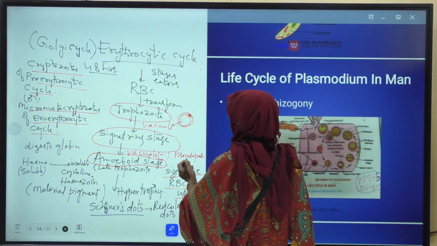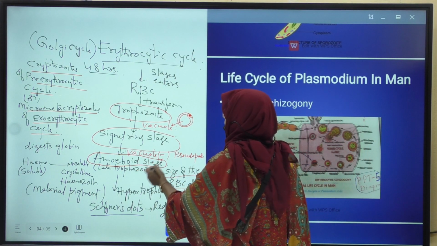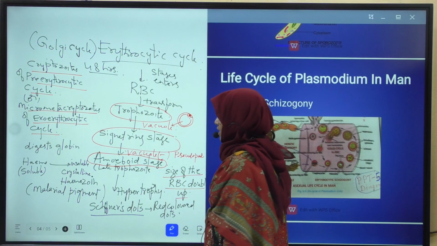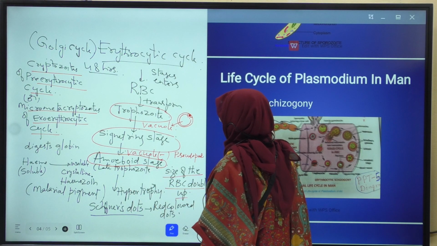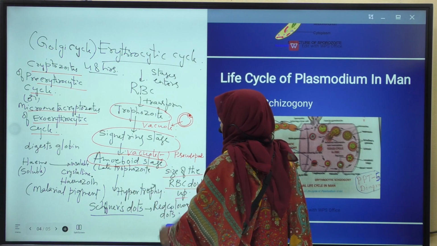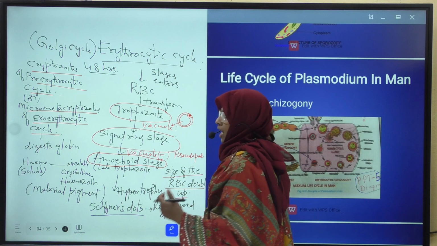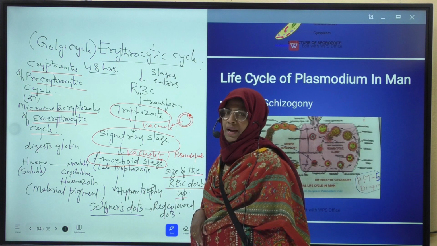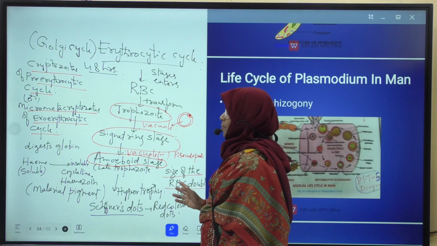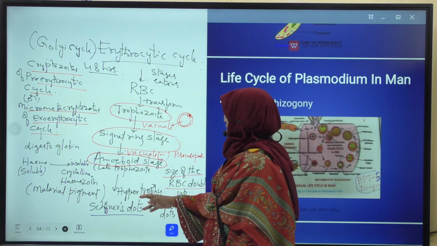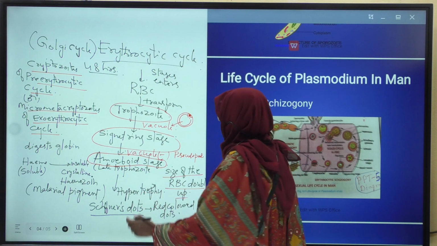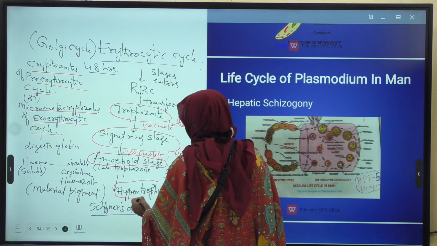Here pseudopodia are developed, vacuoles disappear. Now this stage is called amoeboid stage or late trophozoite stage. In this stage, the parasite feeds on the contents of the RBC, due to which the RBC of man becomes pale and the size of the RBC doubles up. This condition is called hypertrophy.